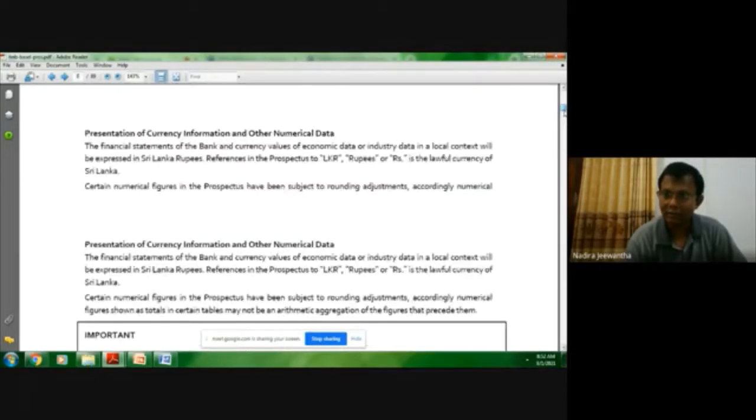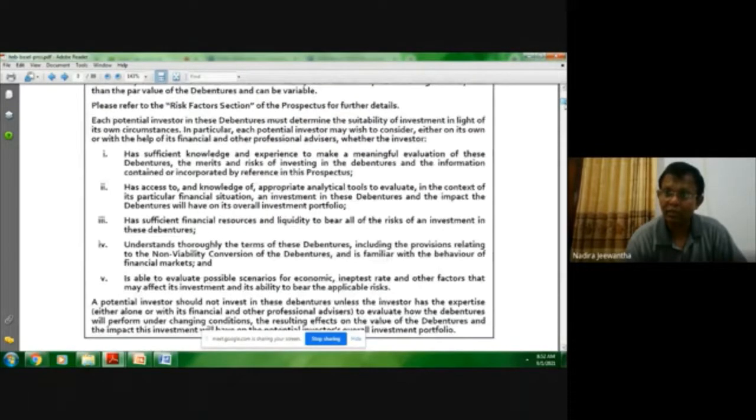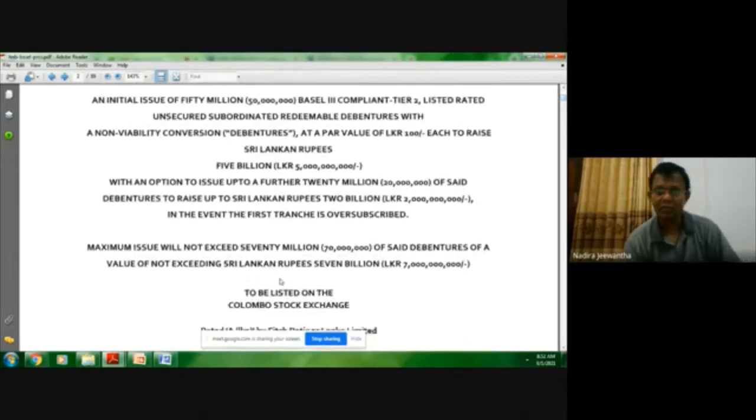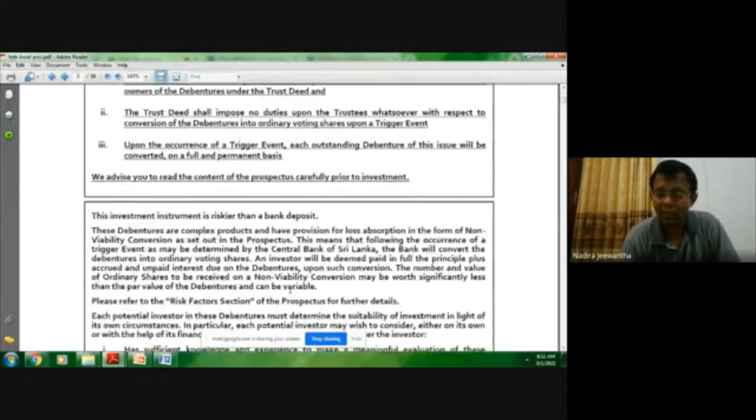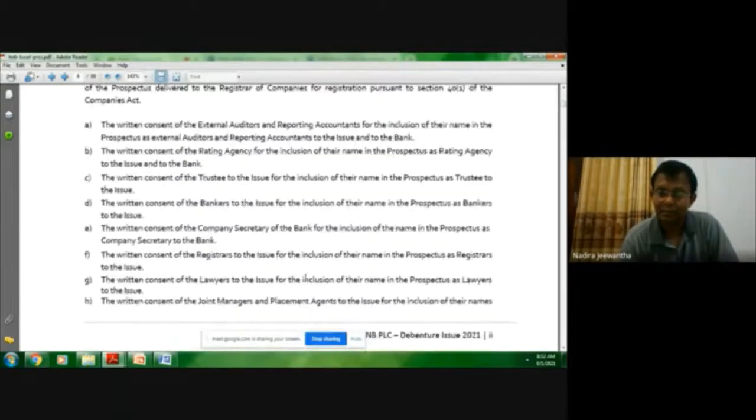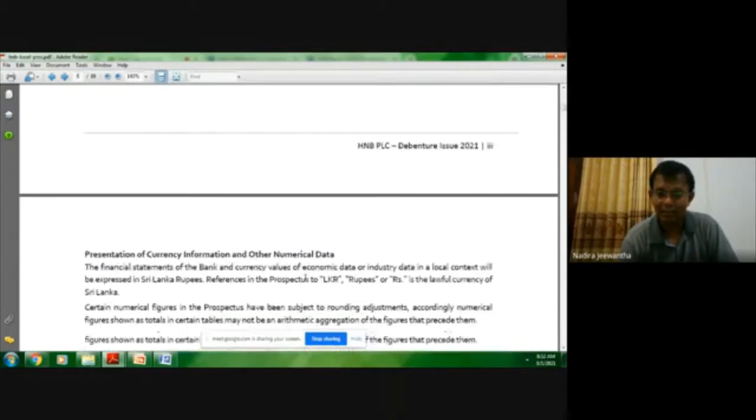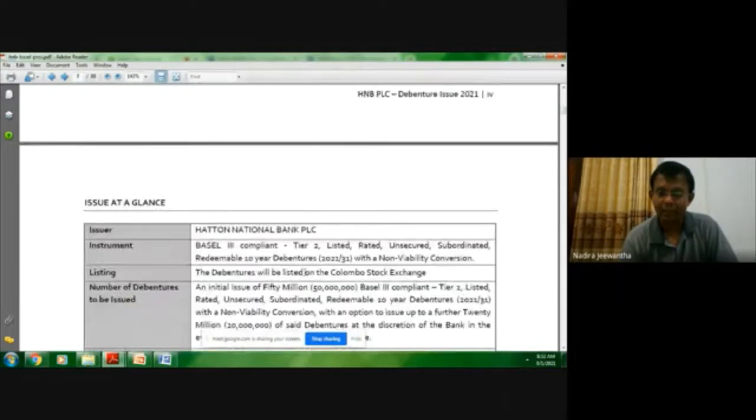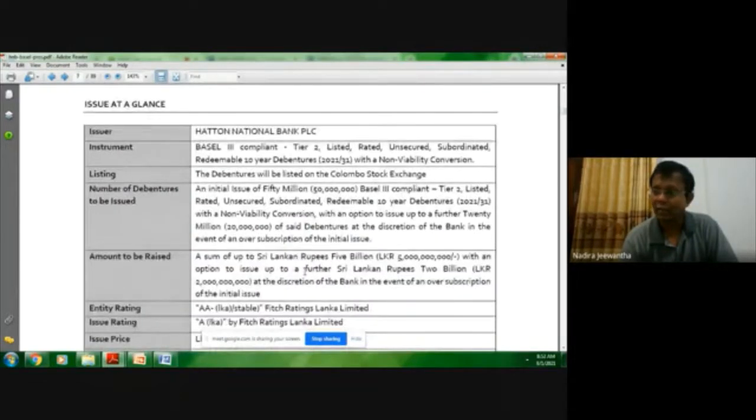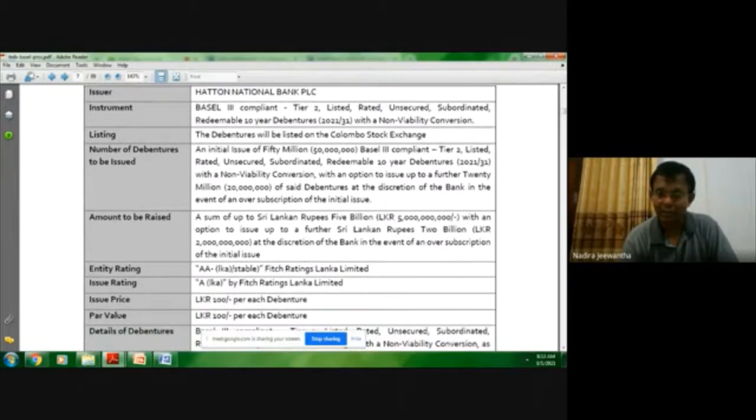Plus, give me the credibility of the repayment of my debenture money, my investment money. Where do you get it? Who is the agency we have been discussing? Is there anybody who can give me an unbiased, or what you call independent, opinion on the credibility of HNB? Yes, it's there. Who is this? Fitch Rating.